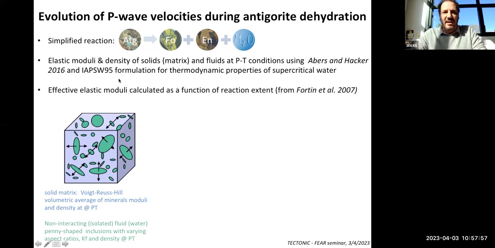For the minerals and for the fluid, we use the solution of the International Association for the Properties of Steam and Water. Believe it or not, there is one, which actually gives you the thermodynamic properties of supercritical water. And then we use an effective elastic medium, which is that of Jérôme Fortin, where basically you have a solid matrix in which you put fluid inclusions that are completely isolated.